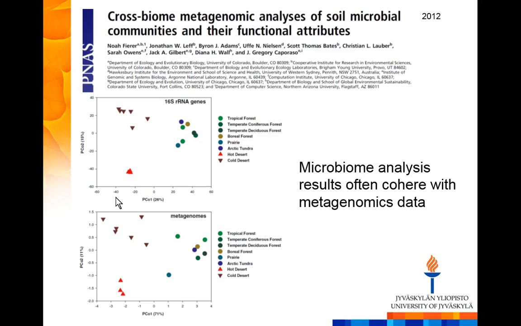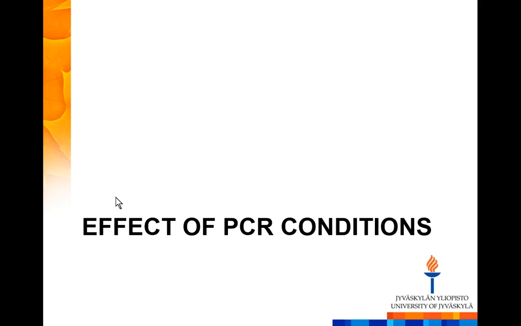Also, when you look at diversity, 16S diversity and functional diversity, in this article they found that the results based on 16S and metagenomes correlate really well with each other. Okay, so that was background or theory. Then we'll go to recommendations on what to do and what definitely not to do.